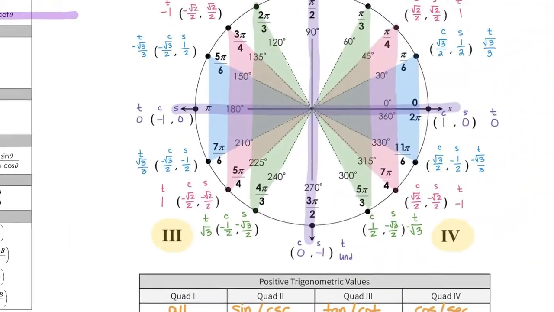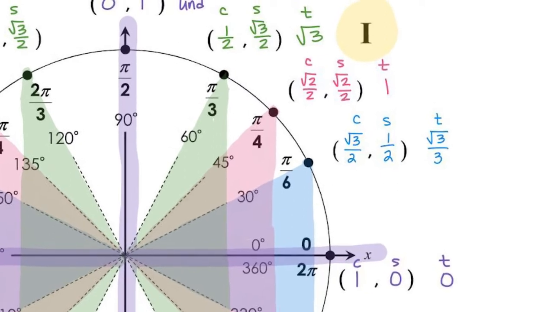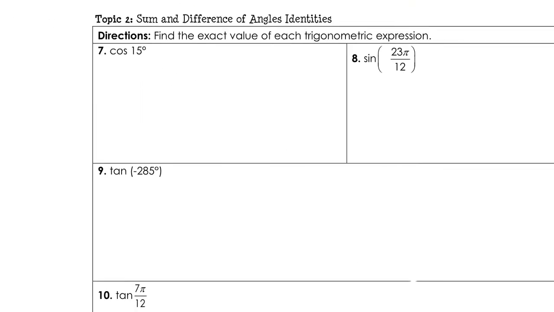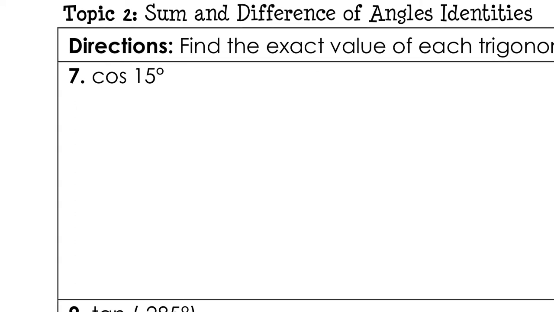So I'm going to look at my unit circle. I need to get 15 degrees. So that's too small. It would have been right here. But I can get 45 minus 30, and that'll get me the 15 that I need. So let's do that. Let's instead think of it as cosine of 45 minus 30. Now, we used subtraction and we used cosine, so this is going to be a difference of angles using cosine.